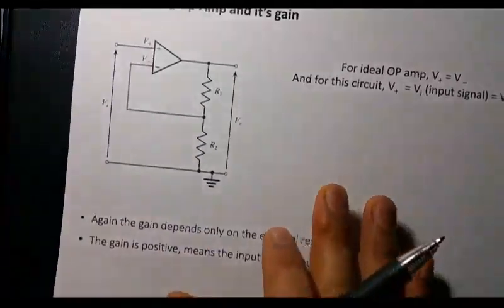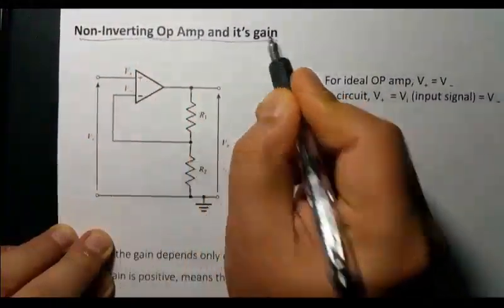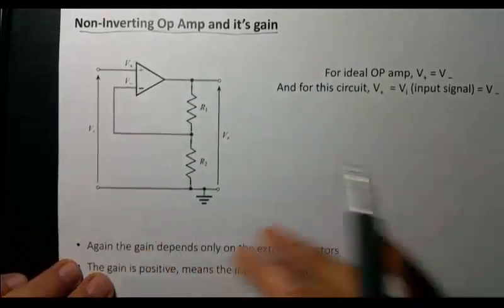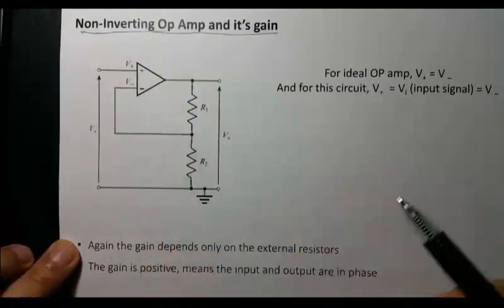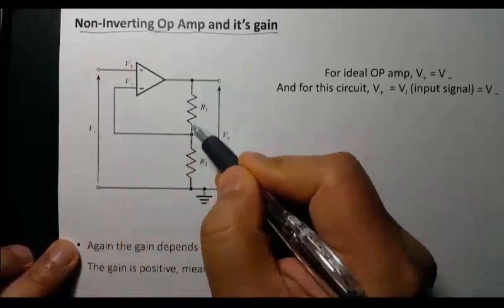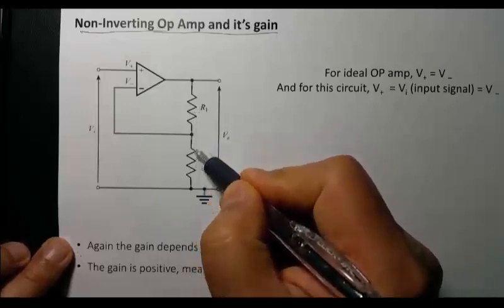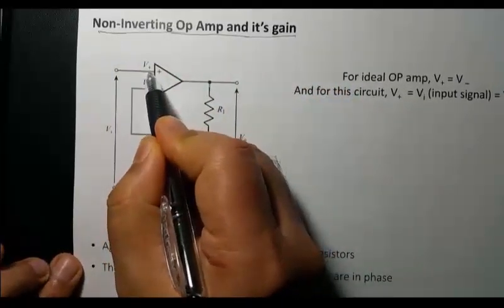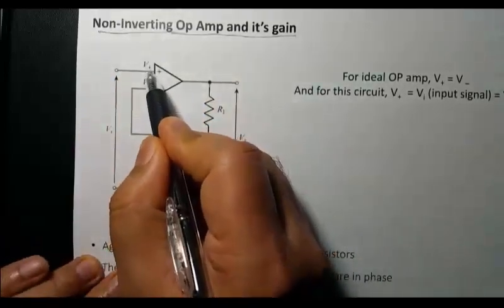So the next amplifier configuration is the non-inverting OpAmp configuration. In non-inverting, this is how you configure the OpAmp. You apply the negative feedback through this voltage divider circuit. You still need negative feedback, but through the voltage divider. And you apply the input signal to the non-inverting input, V plus. That's why it is called non-inverting, because you're applying the signal to V plus.